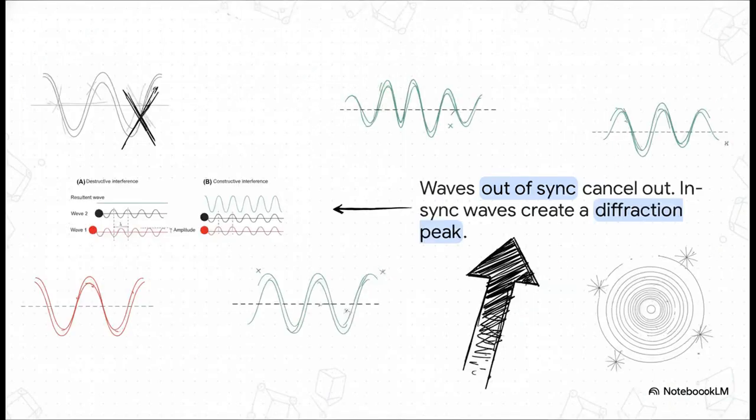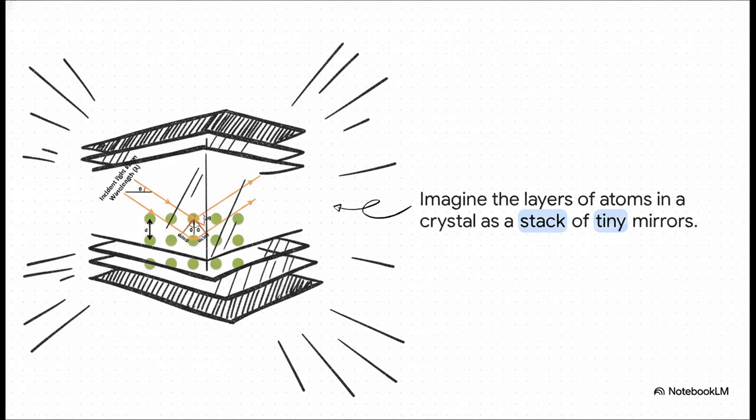But on the flip side, if those waves are out of sync, a peak meets a trough, they completely cancel each other out. That's destructive interference, and it gives us, well, nothing, no signal. So for XRD to work, we are only interested in those very specific, perfect moments where the waves add up and amplify each other. So how does this wave stuff apply to a crystal?